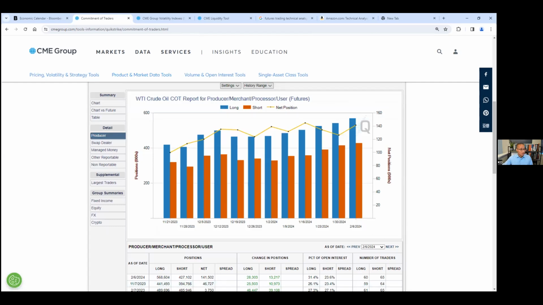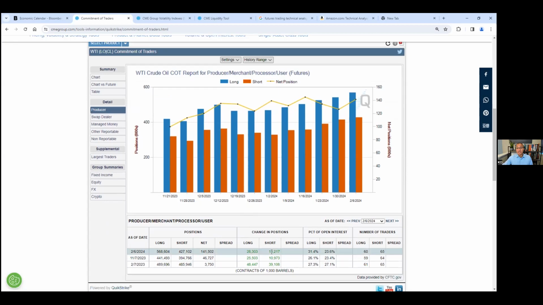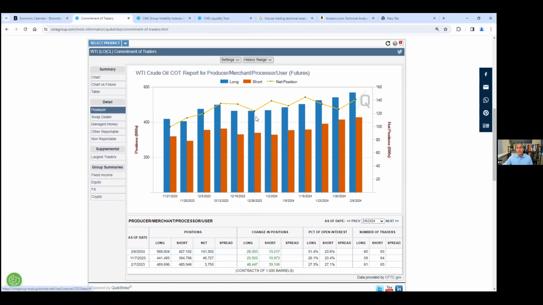So I don't have a tool to be able to draw on this. So you can eyeball it, or you can actually just look at the net positioning. But we can see here, producers, for instance, last week, they increased their long position and their short position, but net, it was for the most part increasing those long positions. And we talk about this every week. But if you notice, Jason, let's say since January 16th, right?